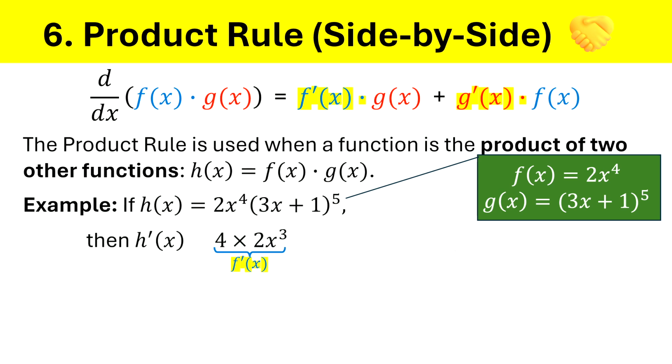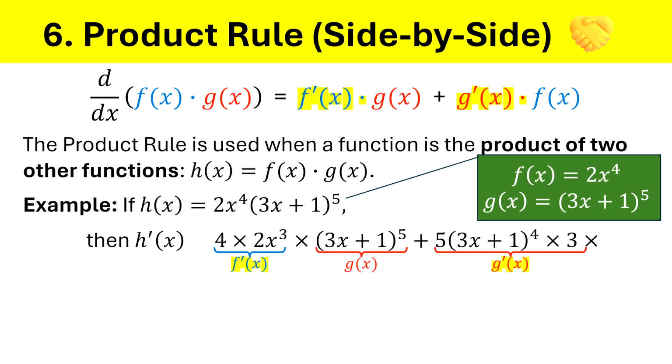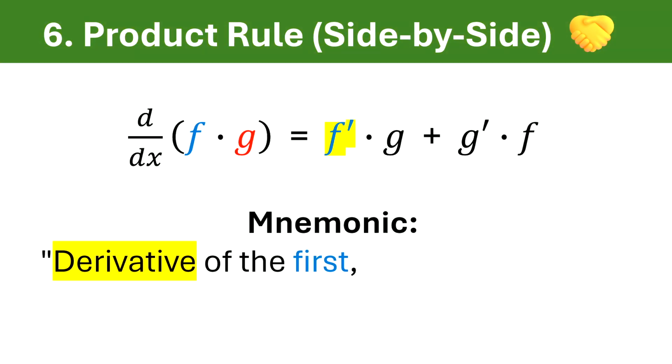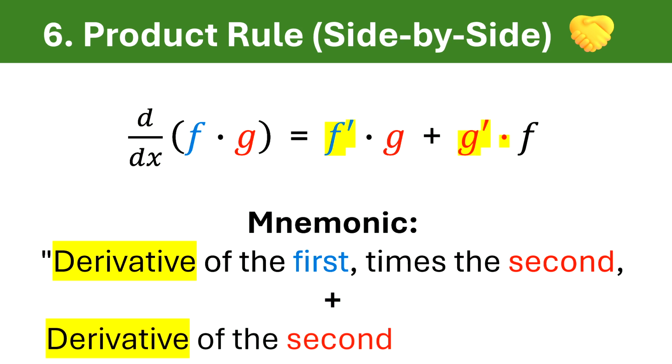Differentiate f of x, multiply by g of x. Then differentiate g of x, then multiply by f of x. Then simplify. This rule is fairly straightforward, isn't it? Here's a mnemonic to help you remember the product rule. Derivative of the first times the second plus derivative of the second times the first.